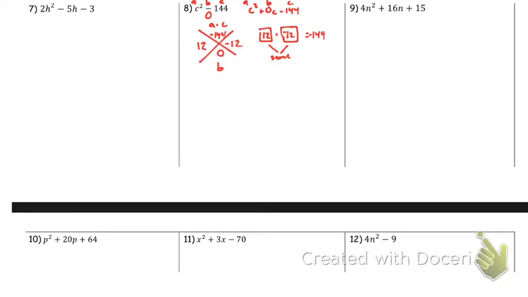This is my answer. So we're going to split our variable. C squared gets split into C and C. So we have C here and C here, and then we have positive 12 and negative 12. And we're done factoring. I'll let you do the rest, but let's try number 12.